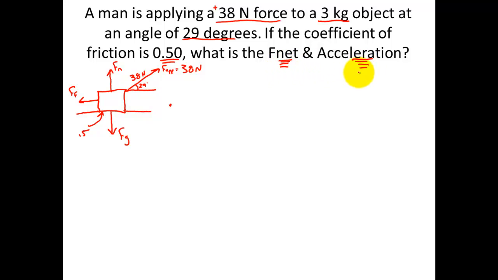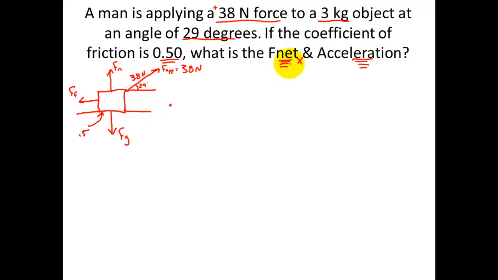Now this is a horizontally moving object because it's moving across this floor here, so I know I'm looking for a net force, if anything, in the x direction. I know in the y direction it's going to cancel out to be 0, so we're going to zone in on a net force in the x direction.